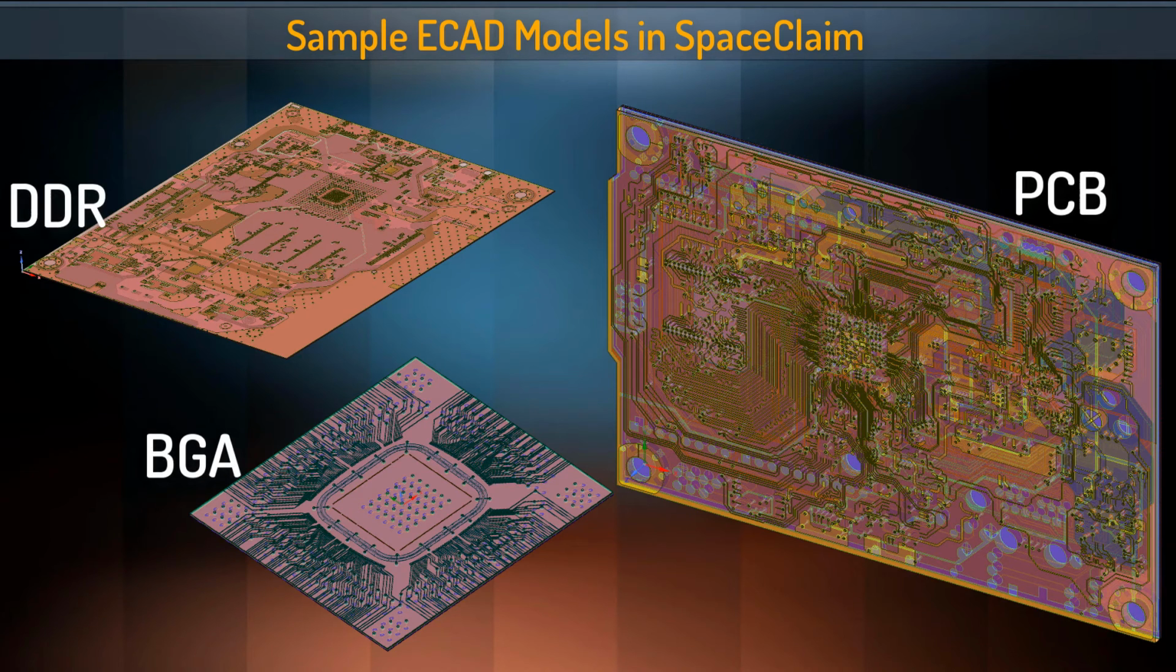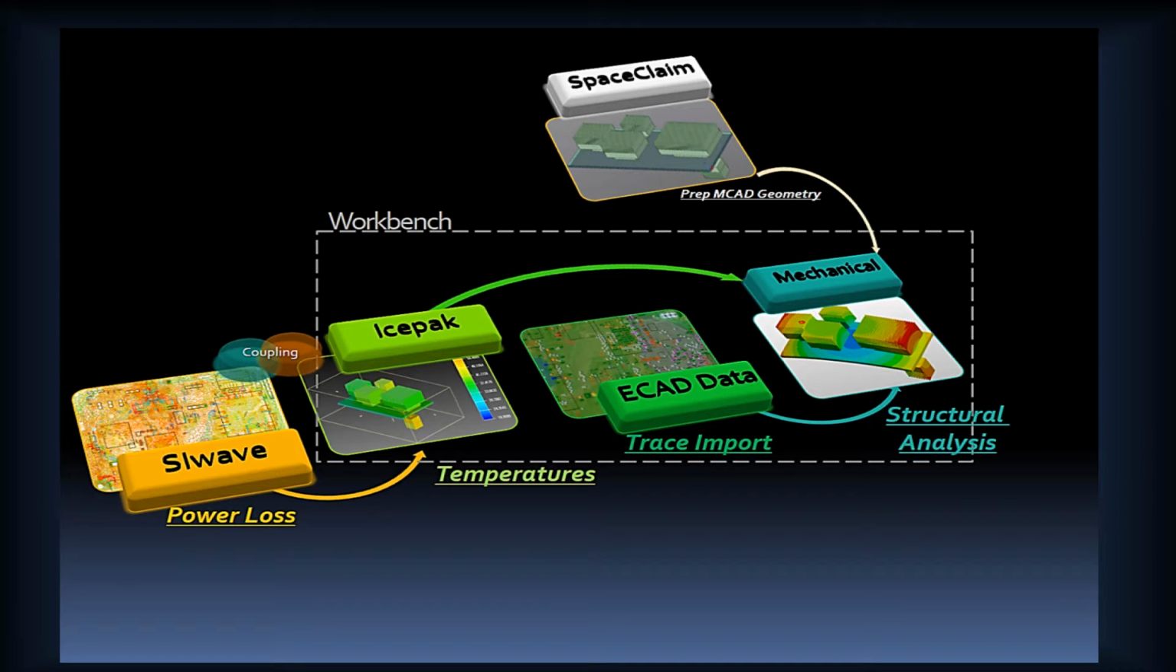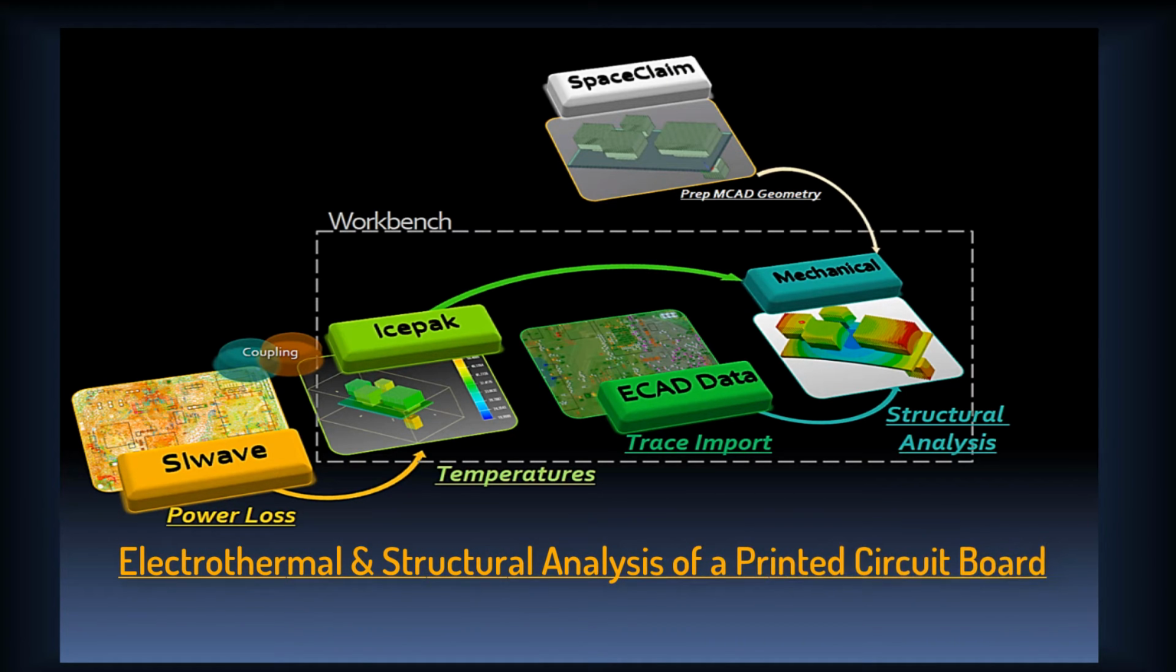With ANSYS SpaceClaim, you can create, edit, and repair geometry without worrying about underlying technology. With SpaceClaim, working with 3D modeling software becomes fast, easy, flexible, and rewarding, no matter where in the workflow you need it. For example, this figure shows the electrothermal and structural analysis of a printed circuit board using various tools from ANSYS. SpaceClaim is used in this workflow as a bridge between ECAD, SIwave, and ANSYS Mechanical.